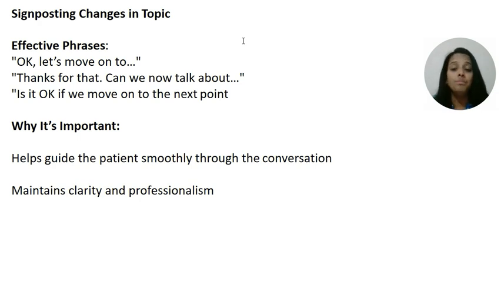So, by using signposting effectively, you can demonstrate attentiveness and professionalism, ensuring the patient feels heard and informed. And it is also very important to keep the conversation flowing logically, preventing any misunderstanding or delays due to abrupt topic changes. Without clear signposts, patients may feel disoriented or uncertain about the direction of the discussion, which can undermine their confidence in the conversation.